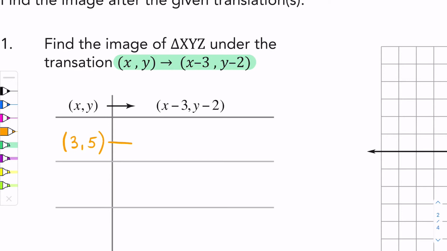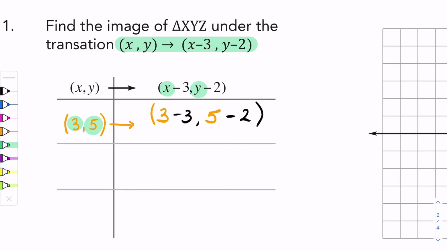All right, 3, comma 5 maps onto, so your x coordinate, we have 3 and then minus 3, comma, our y coordinate, which is in this case 5, minus 2. I am going to simplify this, and 3 minus 3 is going to be 0. 5 minus 2 is going to be 3. So I know that my x prime point is at 0, comma 3.